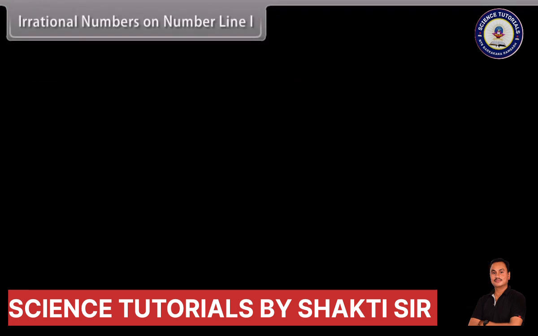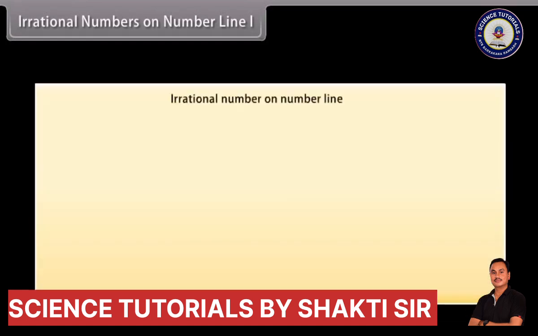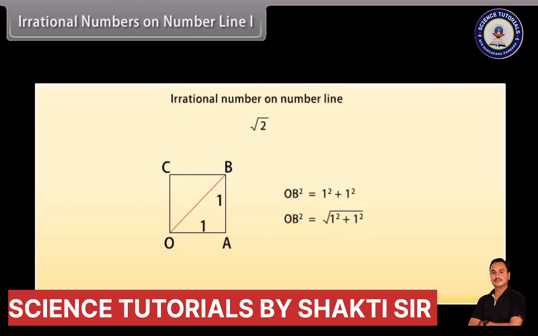Irrational numbers on number line 1. Now we will learn to locate irrational numbers on a number line. Let us see where square root 2 is located on a number line. For this, we will first consider a unit square OABC with each side 1 unit in length. Now, by using the Pythagoras theorem, OB square is equal to 1 square plus 1 square, or OB is equal to square root of 1 square plus 1 square, which is equal to square root of 2.